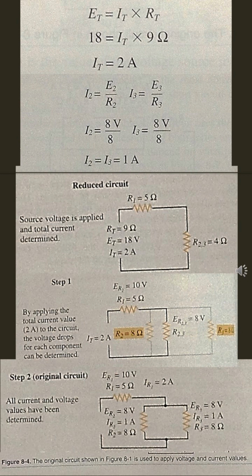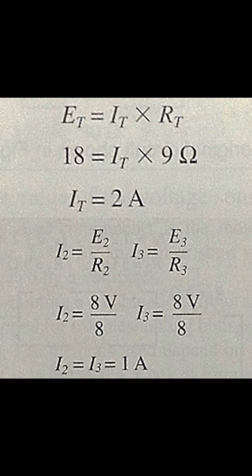Using Ohm's law, with the total resistance value previously calculated at 9 ohms, ET equals IT times RT. In this case, the total voltage 18 equals the total current times 9 ohms. So IT in this case is 2 amps. The total current value of the circuit is 2 amperes.